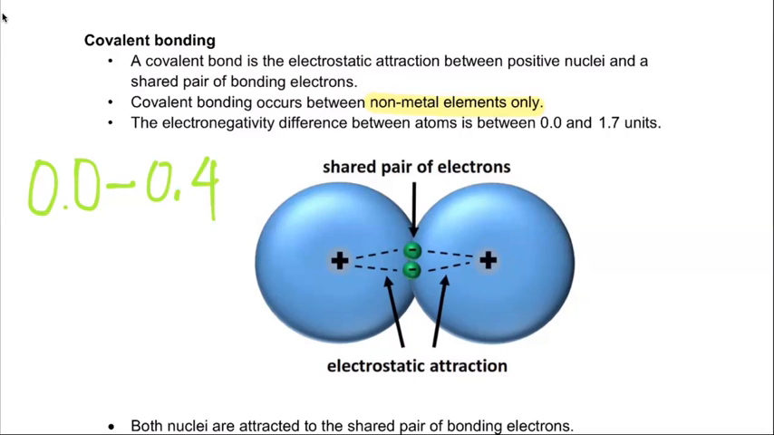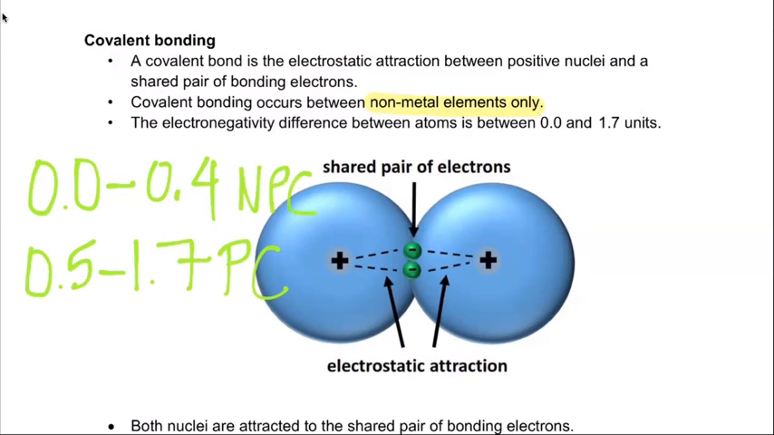If it falls in that range of 0.5 to 1.7, that's going to be your polar covalent. And that means that even though they're both nonmetals and they're both sharing, because one of them has a higher electronegativity value, the difference between them is enough that the one with the higher electronegativity is attracting that bonding pair of electrons more. And so that means that the bond is going to have one side with a partial negative charge and the other side with a partial positive charge, because they're not sharing equally.